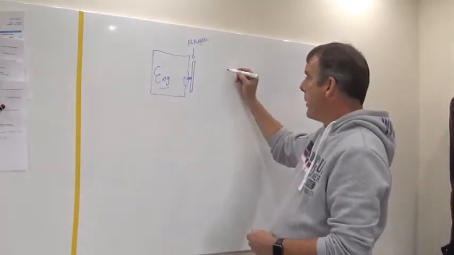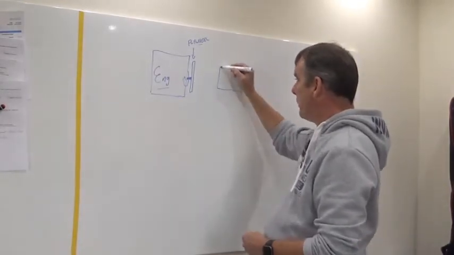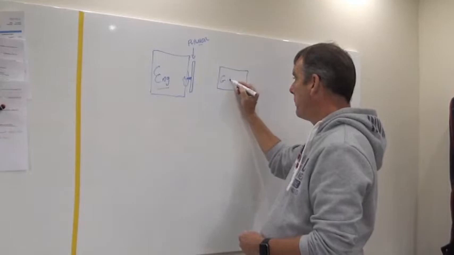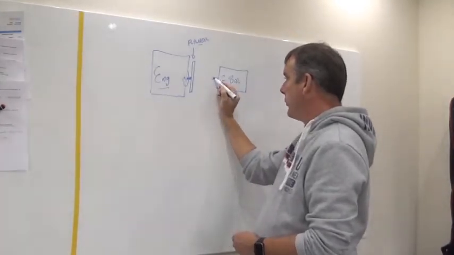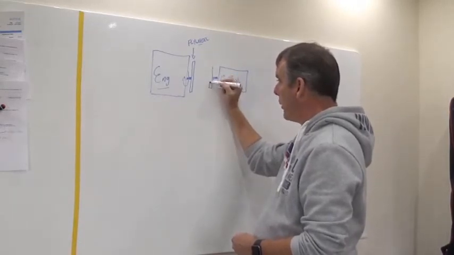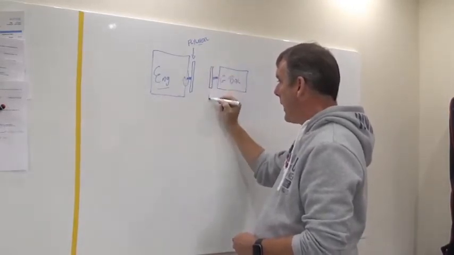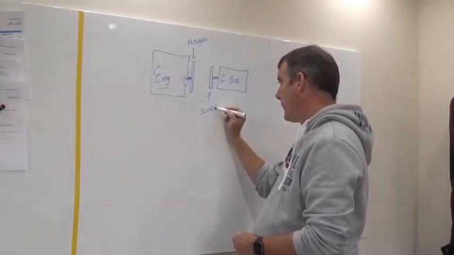The next major component we've got is the gearbox. Going into the gearbox, we have another plate, a little bit smaller than the flywheel, and that is known as the clutch plate.